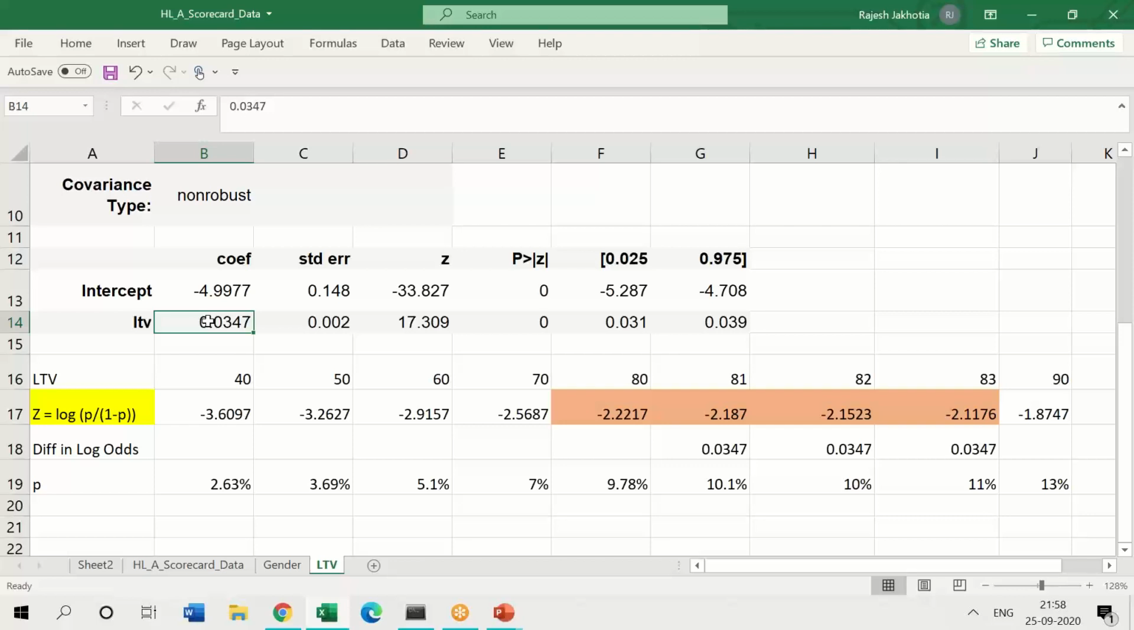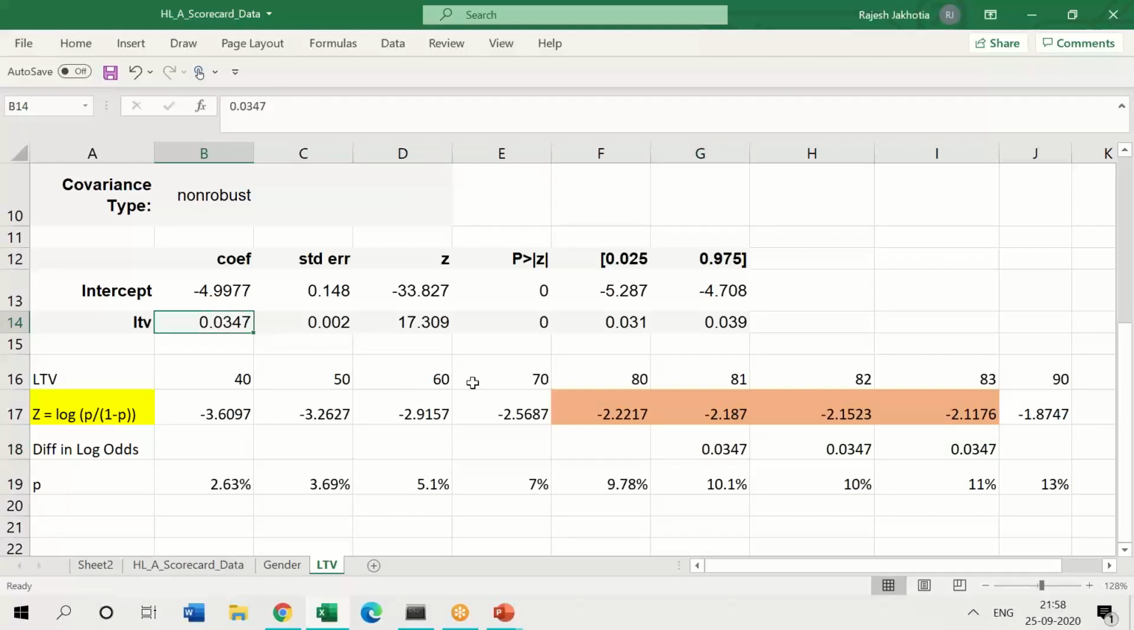So what the coefficient is saying, that the coefficient of the model predictor variable LTV, which is 0.0347, is saying that for every incremental unit change in LTV, the log of odds will increase by 0.0347. This is a technical understanding of the coefficients.